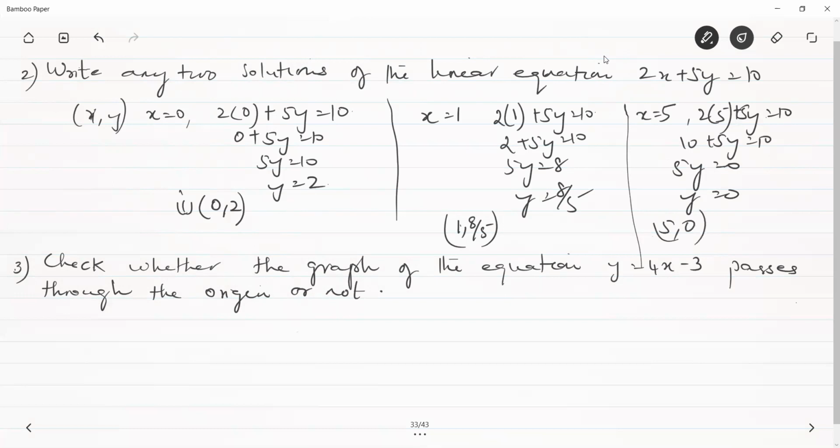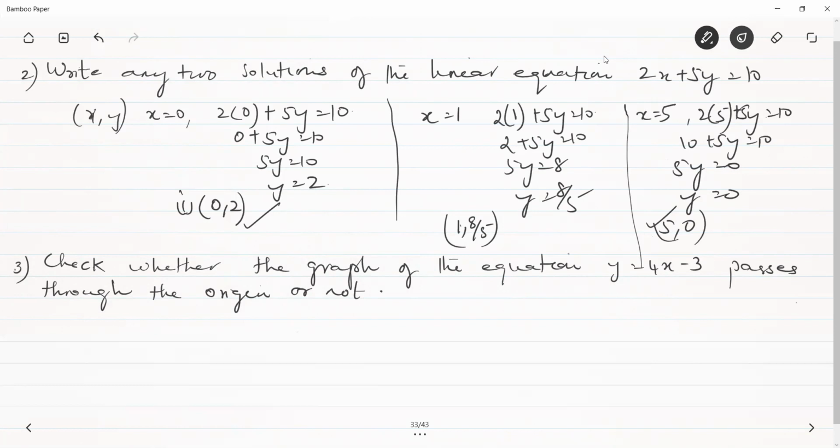So you can take this or this as the solutions. There is nothing wrong in taking a fraction, but when you want to plot it on a graph, that will be difficult. That's why it is better to avoid fractions. Okay, we'll go to the third one.